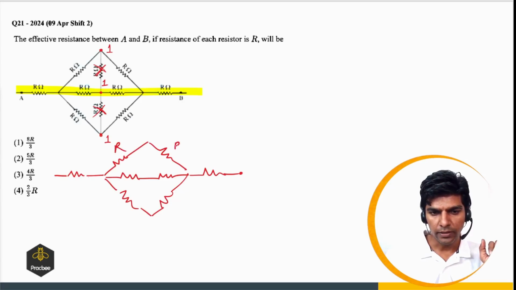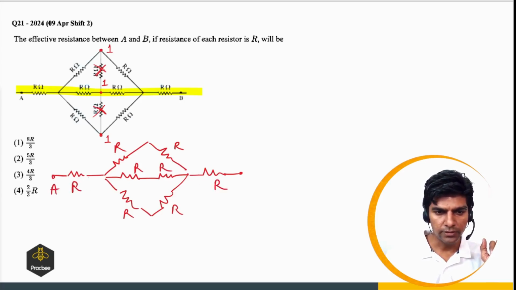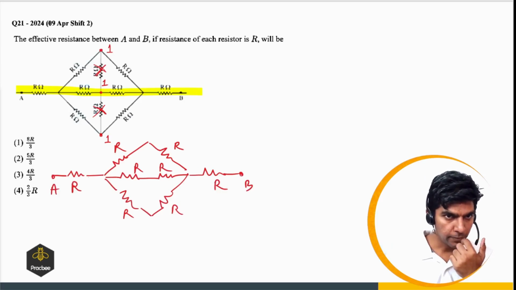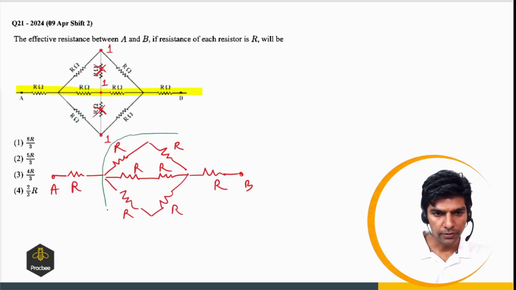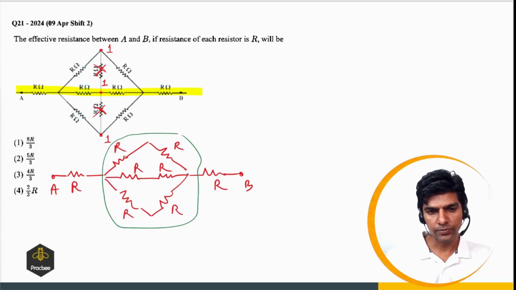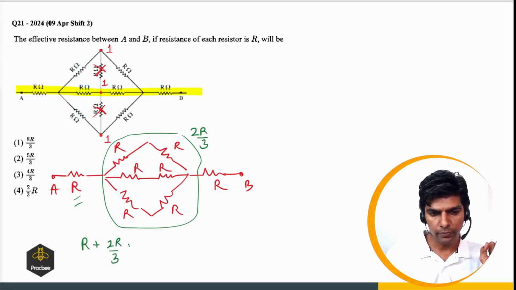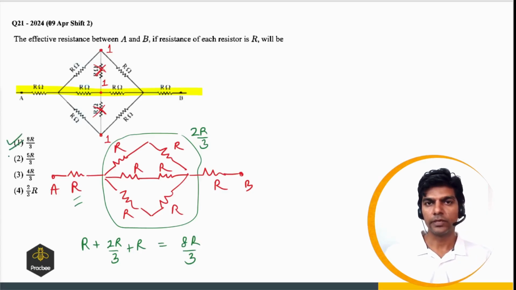So we have R and R in series, this R and this R are in series, and this R and this R are in series. This is R, this is R. This point is A, this point is B. So if we consider these 6 resistors, 3 2Rs in parallel, that will become 2R by 3. And this 2R by 3 and R are in series, so R plus 2R by 3 plus R will be 8R by 3. So option 1 is the right answer.